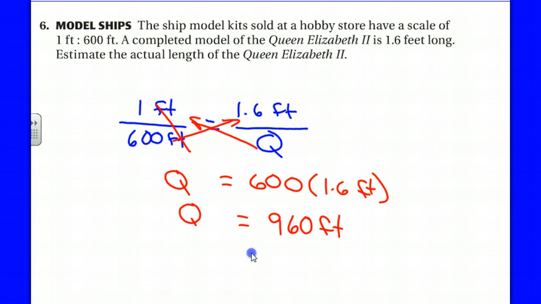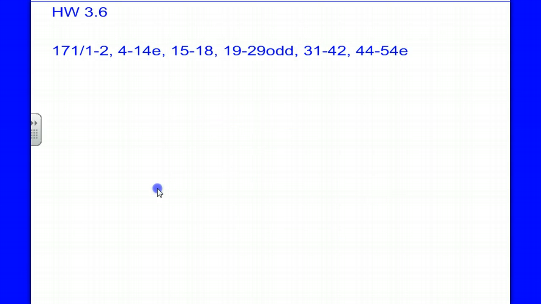Okay? Questions on that? So when you're setting up your scale, be sure that you have model over actual equals model over actual. You could flip it though. Most often we get model over actual. If you flip it and have actual over model, what will have to be the case over here? Actual over model. Okay, so you've got to have consistency in your ratios, okay? And that's your assignment for today.